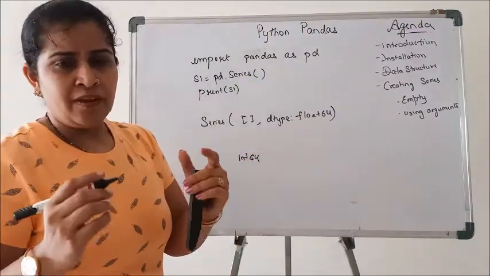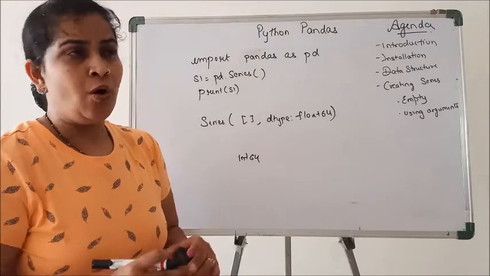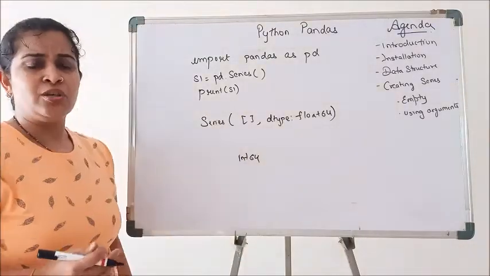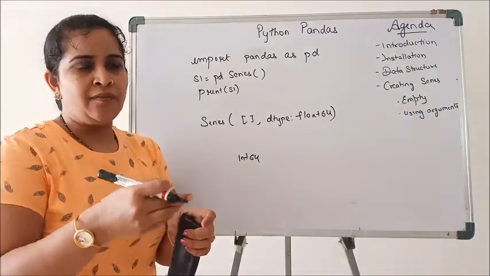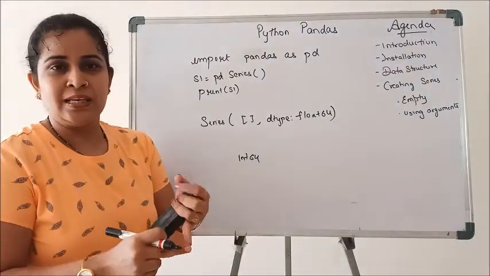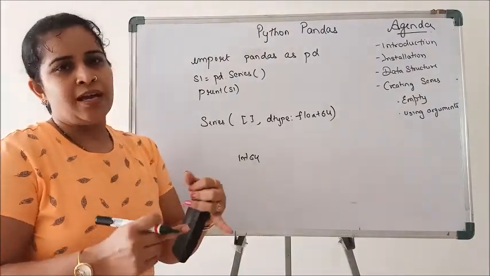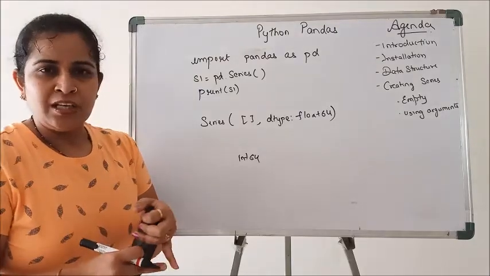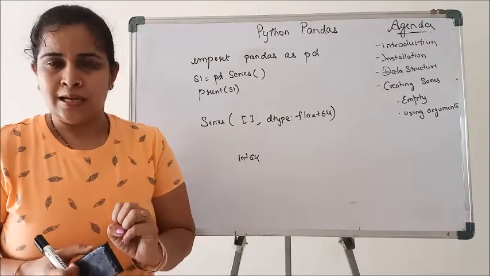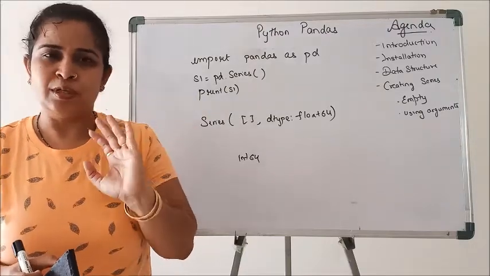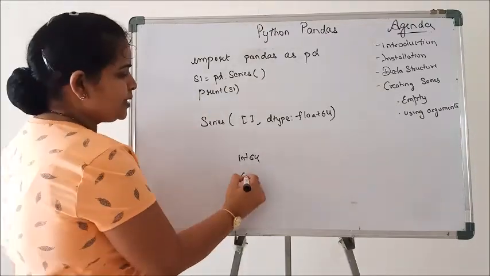Series is a collection of homogeneous elements. So by mistake or intentionally, suppose we have given multiple data type values, meaning along with integer I have used float, or along with integer I have used string values. What will happen? It will not generate an error, but it will convert all the values into the object data type, that is object.